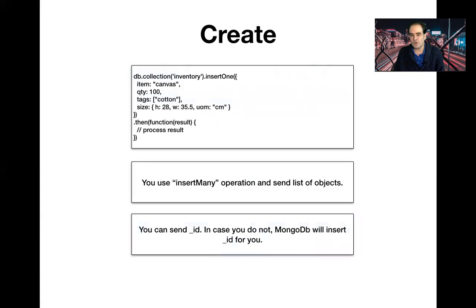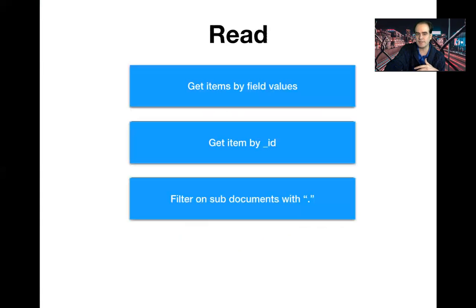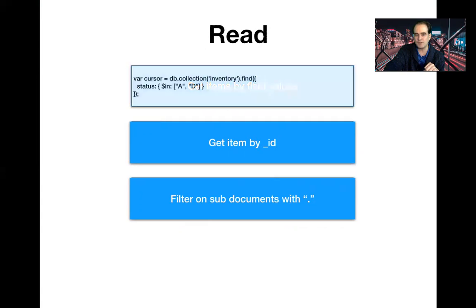But in some other cases, you just want to tell the ID because the ID is being used in another system and you already got it, or it's in another collection, in another table, whatever. So you can also send the ID when you're creating data. Okay, read. You will do this when you need to get the items by field values.